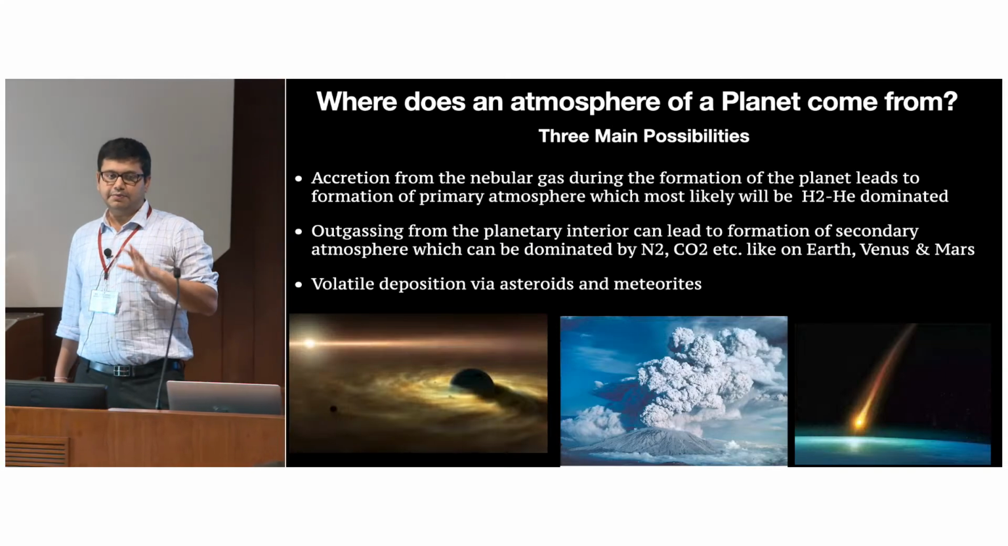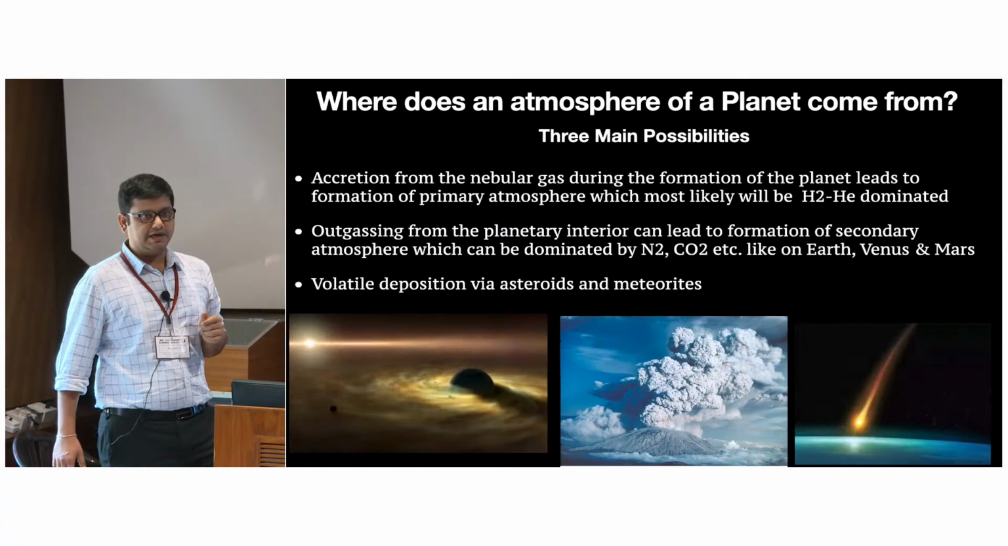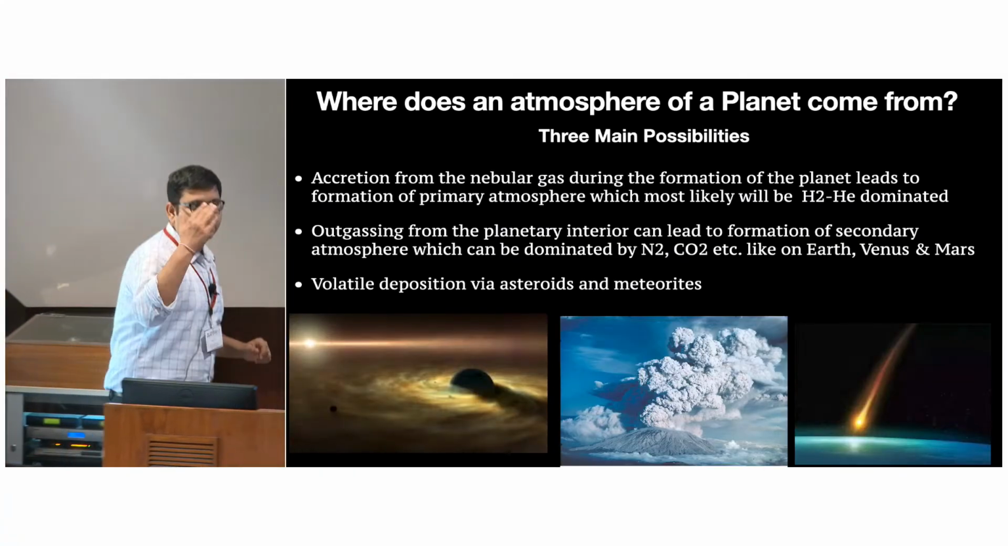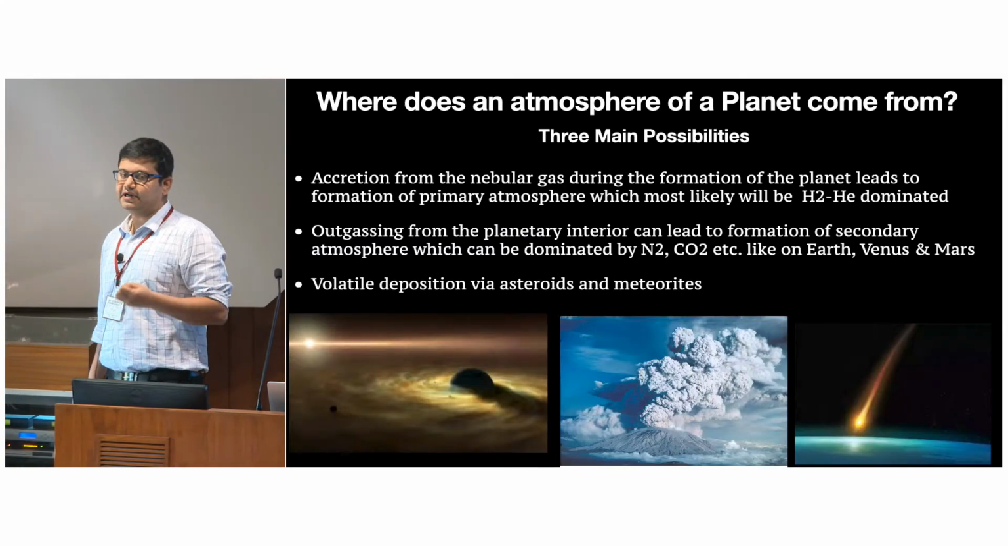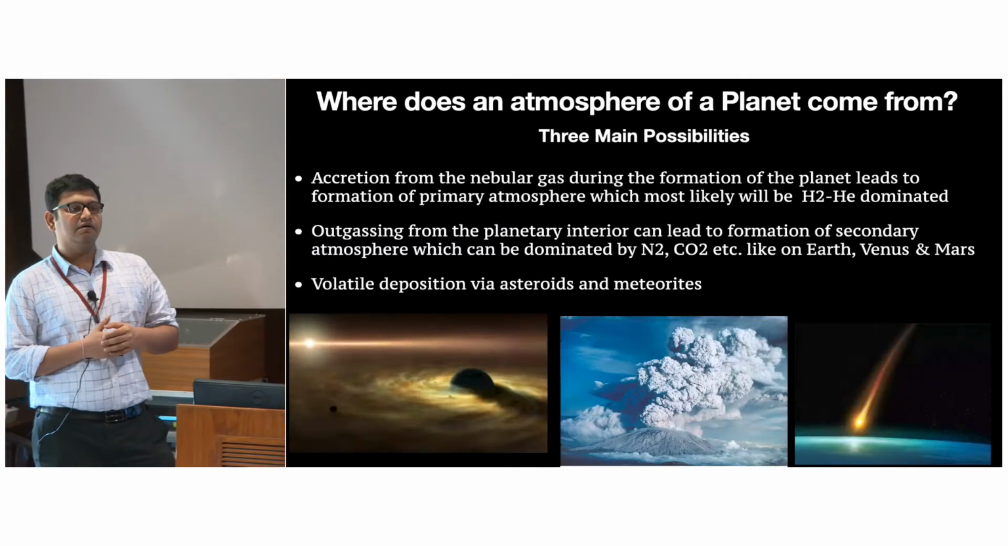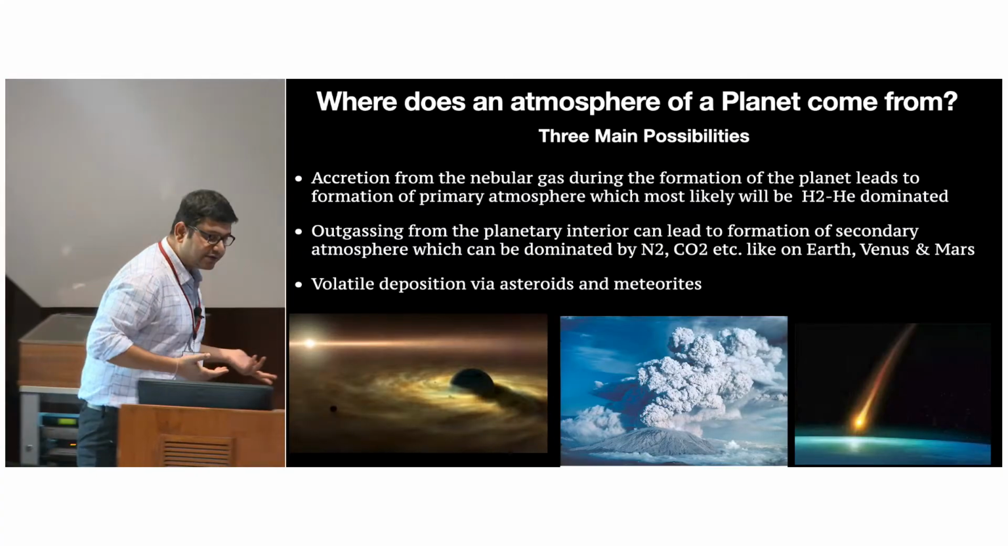So at some point during the formation of Earth also, Earth would have had a hydrogen and helium dominated atmosphere. But slowly over time, it gets stripped away, because a hydrogen and helium dominated atmosphere will have a very low mean molecular weight, so slowly it will go out. So where does the next atmosphere come from?